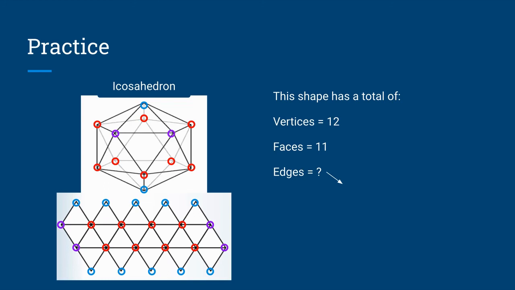Now we'll do it in practice. This shape has 12 vertices and 11 faces, but we don't know how many edges it has. So to calculate it, we would use this formula, which is f plus v minus e equals 2. First, you would figure out that it has 12 vertices and 11 faces. So you do 12 plus 11 minus e equals 2. Then you move over the equation so that e is by itself, and you get e equals 23 minus 2, and then finally you do 23 minus 2 to find out that there are 21 edges on an icosahedron.